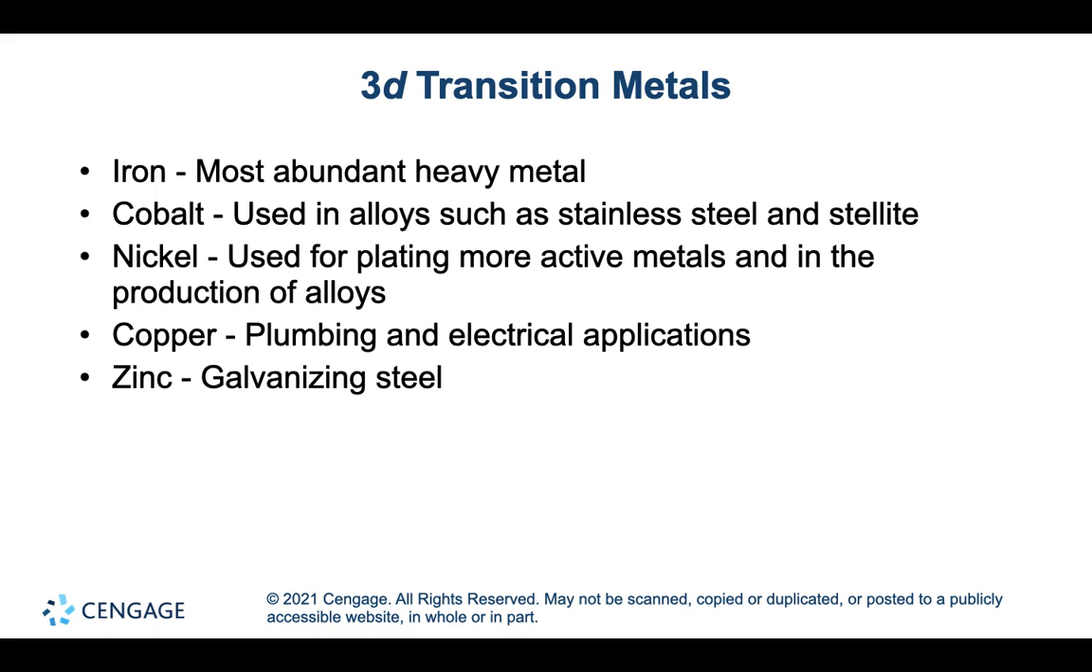Nickel is often used for plating over metals that you don't want to rust, and also used in the production of alloys. Copper is used for plumbing, copper piping, and also copper wires used in electrical applications. And the main use of zinc is for coating steel to avoid rust. It's called galvanizing steel. The zinc oxidizes instead of the iron, and so it protects the iron from rusting. So if you've heard of galvanized nails or galvanized roofing, it's steel coated with zinc.